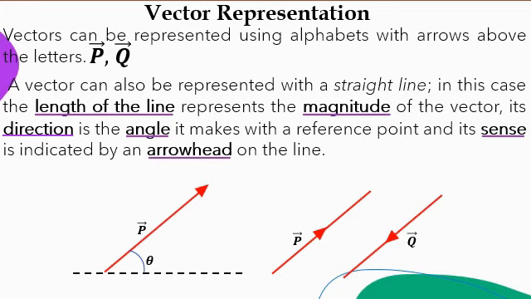So very importantly, when using straight lines to represent a vector, you must indicate your sense. You must also indicate the angle that that line, or that vector, is making with a reference point. So the use of lines and the use of alphabets with arrows above them are the two notations that we are going to be using throughout our lesson.